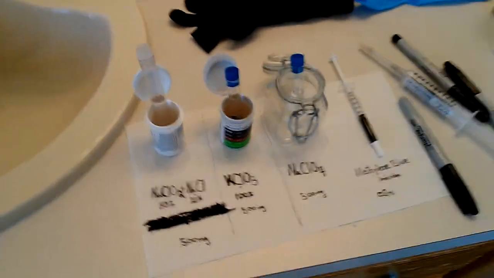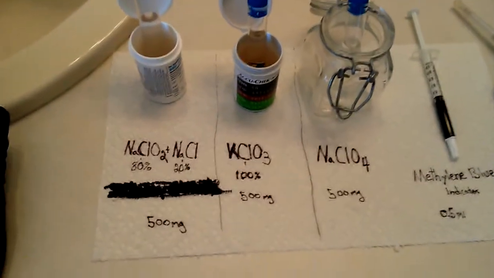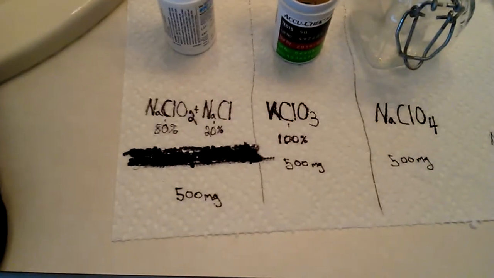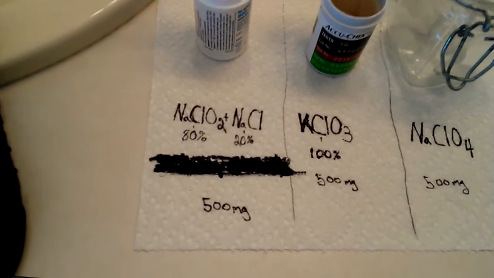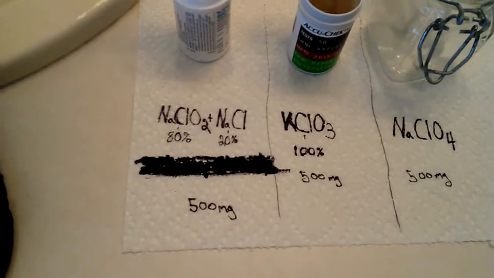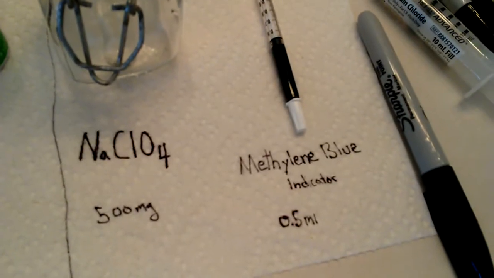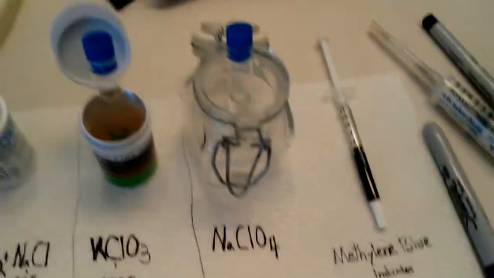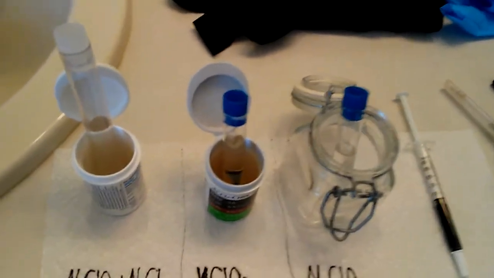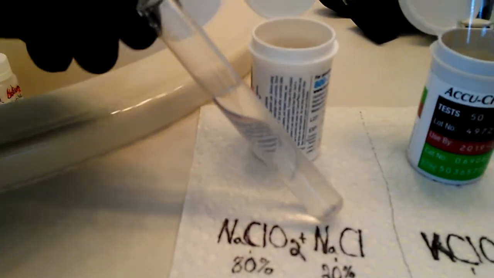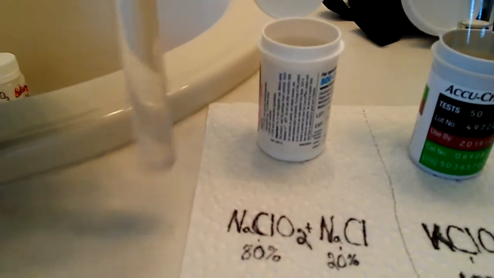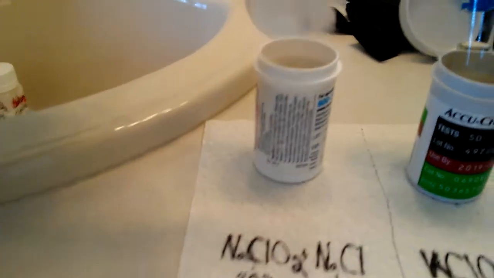Because a viewer requested, I'm going to show the reaction of sodium chloride, 80% sodium chloride, 20% sodium chloride, potassium chlorate, and sodium perchlorate, excuse me, with methylene blue indicator. So each one of these has what's written on here. This is the sodium chloride, the 80-20. It's tech grade.